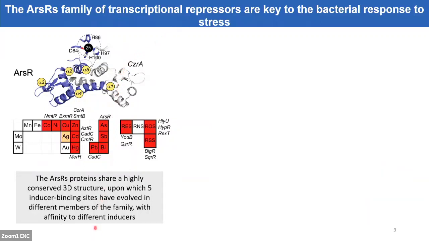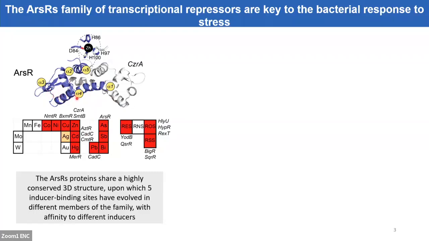Now, these proteins are characterized by a highly conserved three-dimensional structure across the whole family, upon which 5 different inducer binding sites have evolved in different members of the family with affinity to different types of inducer, either metal ions or reactive species. But what I want to point out here is that all these different inducer binding sites have evolved in distant sites of the molecules to the DNA binding site of the protein, which is located between this helix 4 and helix 3 in this helix-turn-helix motif.